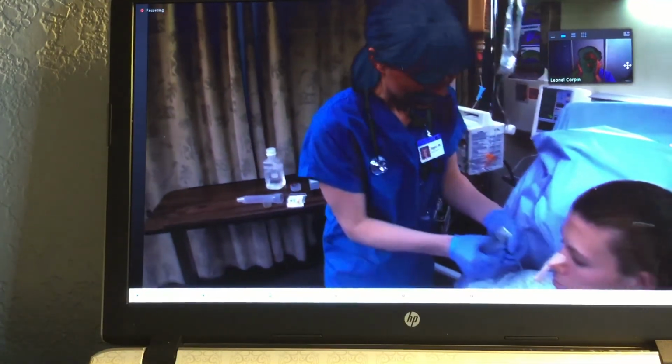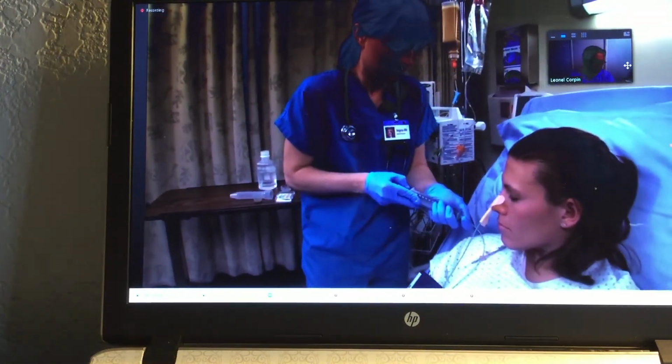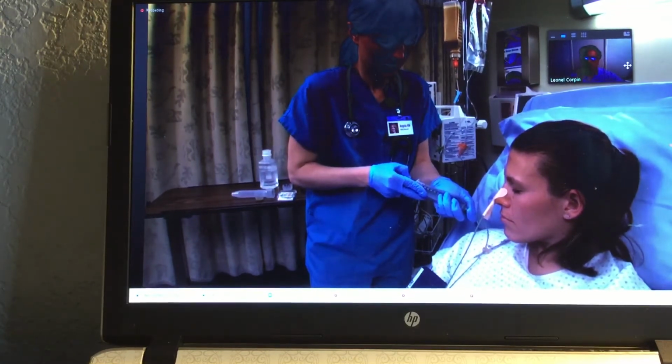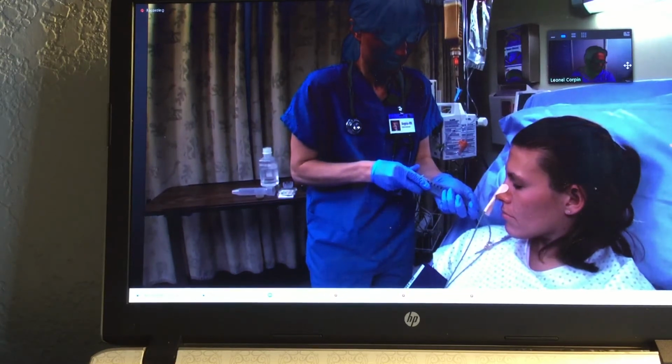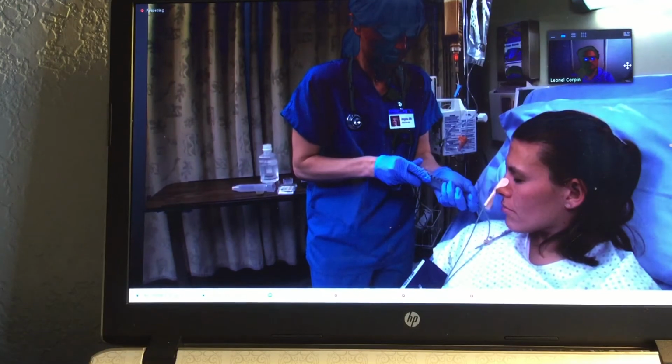Now I'm just going to check the tube residual. Next, measure the residual volume by aspirating until you feel resistance from the plunger. Once you obtain the residual volume, return the residual fluid and flush the tube with 30 milliliters of water.